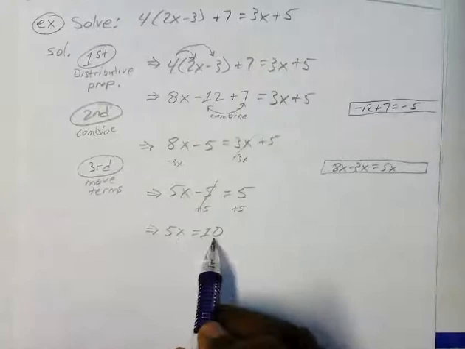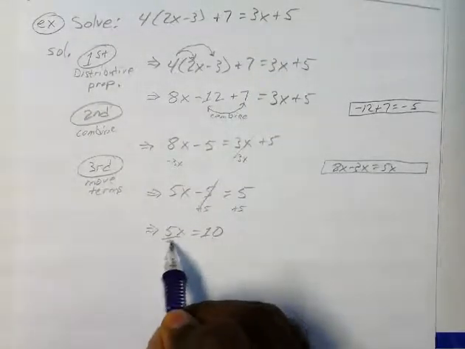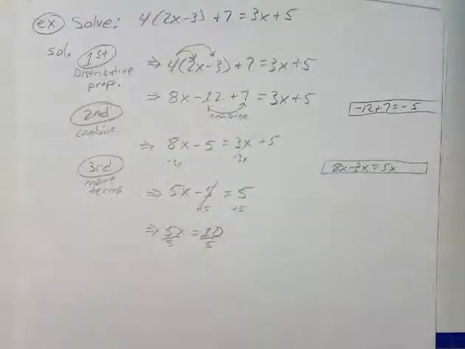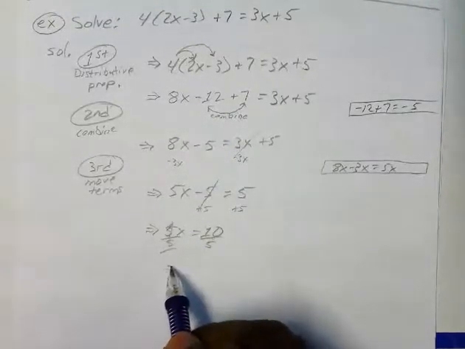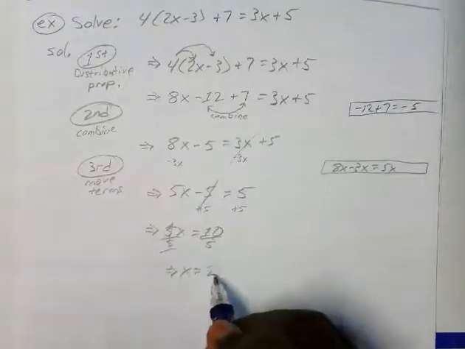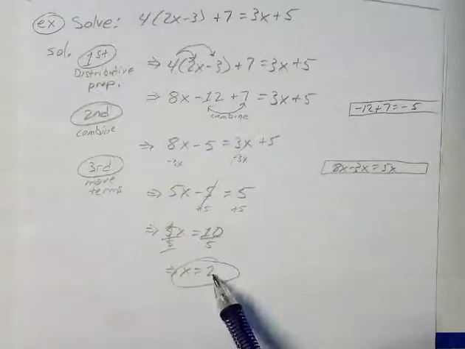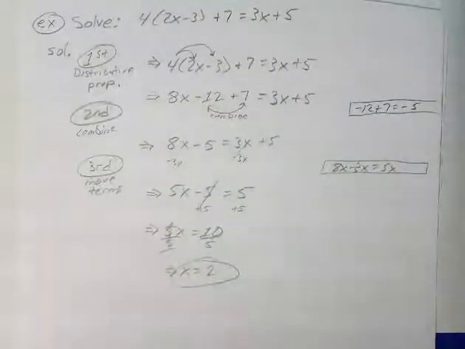Go ahead and divide both sides by 5 using the division property. Divide by 5. Anything divided by itself is 1. So that gives us x equals 10 divided by 5, which is 2. If you plug 2 into that original problem, you will see that it will be a true equation.